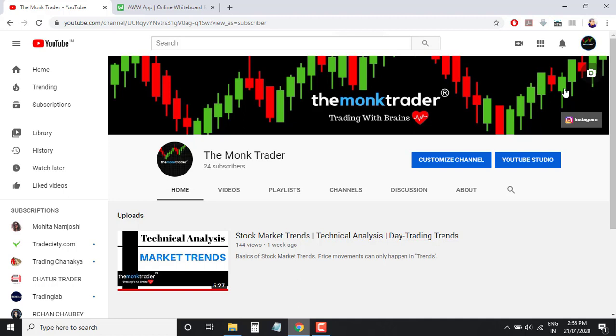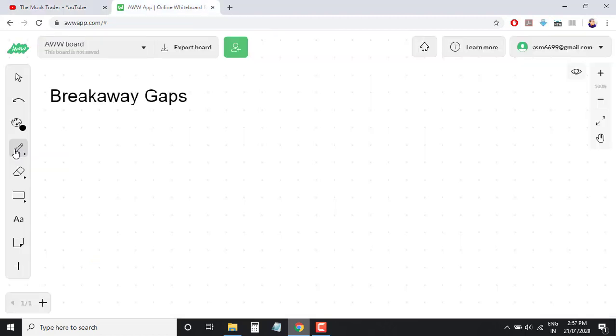There are three major types of gaps which are formed by the reaction of market sentiments, and those are breakaway gaps, runaway gaps, and exhaustion gaps. So we are going to see these gaps one by one. The first gap we are going to see is the breakaway gap.